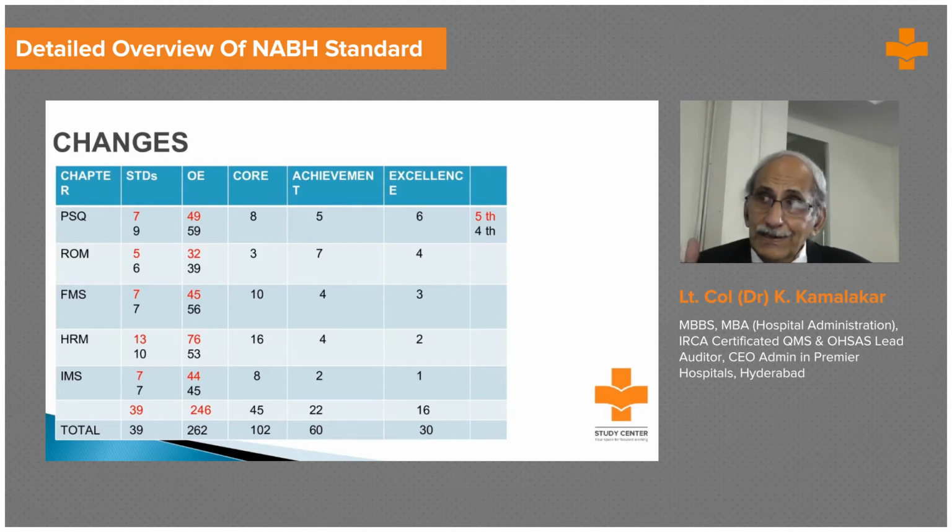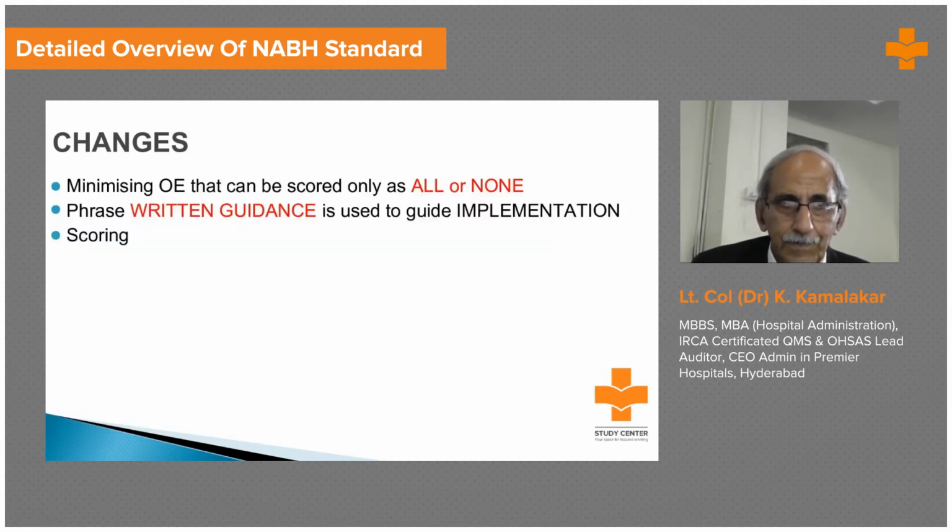So when you reach the re-accreditation level, more elements will come. That is how you are scaling up actually. The performance of your process is getting scaled up. Now, some broad changes that have taken place from the fourth edition to the fifth edition of NABH: they have minimized the objective elements that can be scored only as all or none.